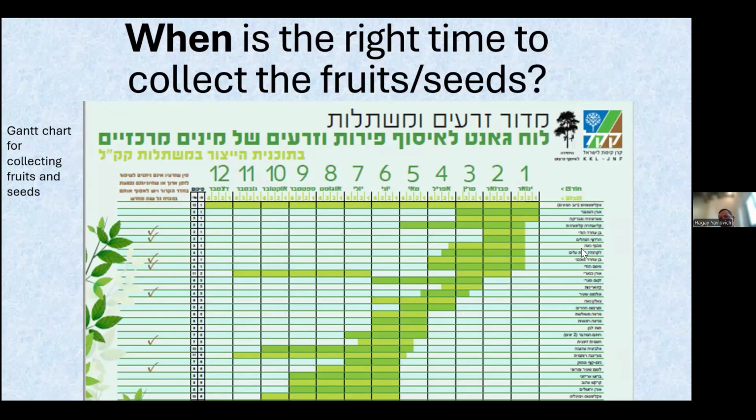It's really small letters, and it's also in Hebrew. So you have to believe me that it is all names of species, and for each species we know which month is the right month to go to the field and collect the seeds or collect the fruit actually. So we know for each tree when it's the right time to go out to the field.